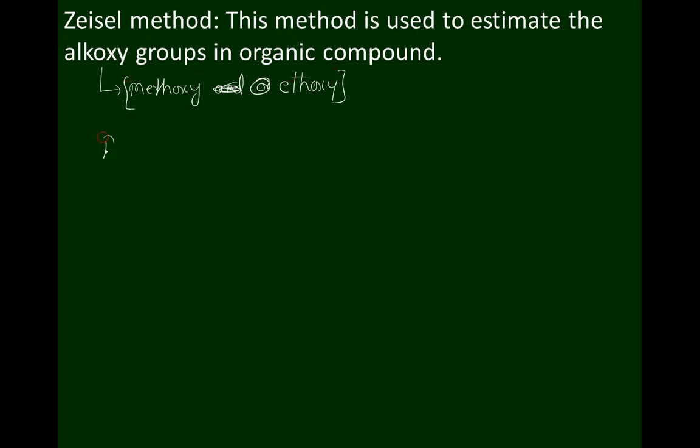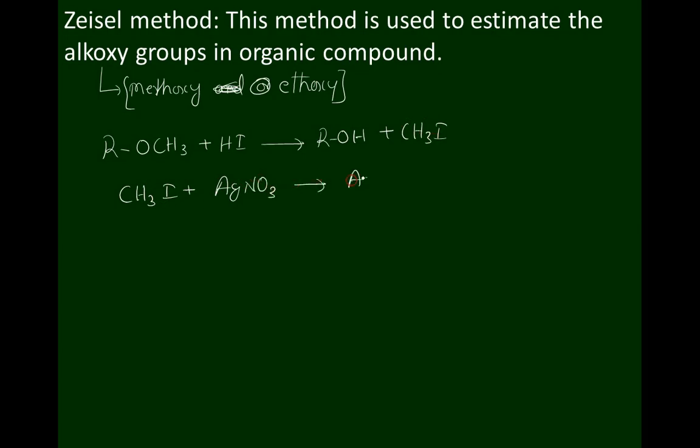When ROCH3 is treated with hydrogen iodide, we get alcohol with the liberation of methyl iodide. This methyl iodide, when treated with a known quantity of silver nitrate, gives silver iodide with the liberation of methyl nitrate. In this reaction, the amount of OCH3 present in the ether is exactly equal to the amount of silver iodide obtained.